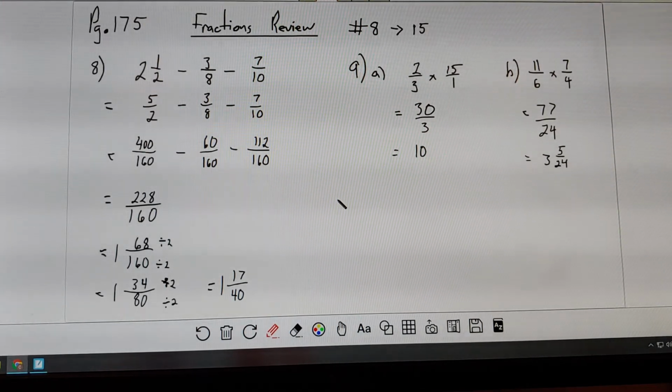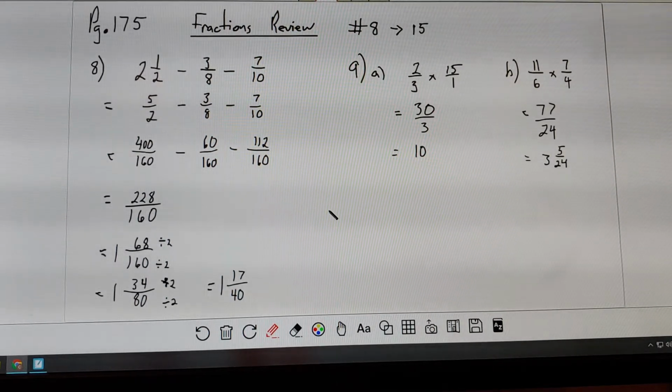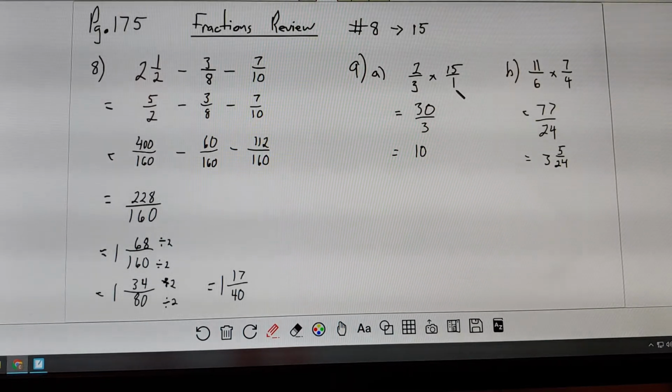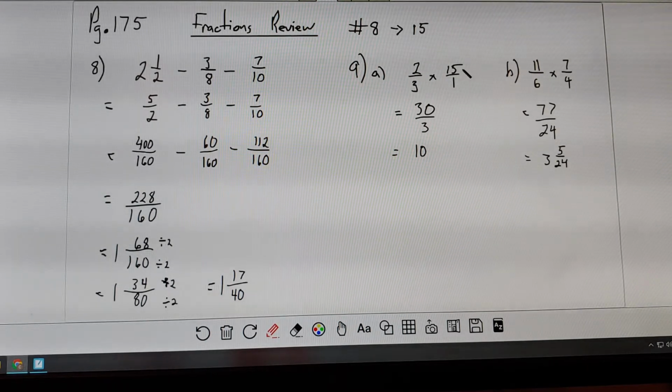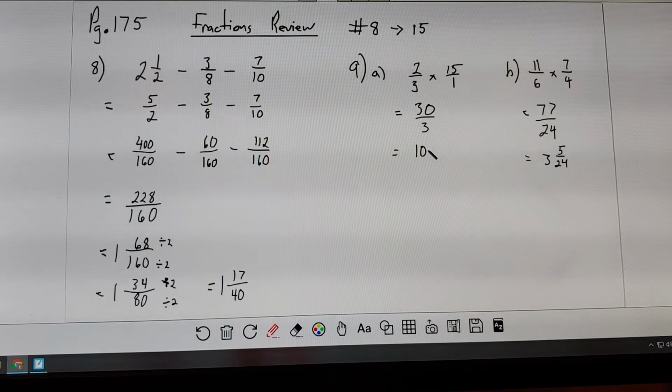So for number 9, I just chose 2 of them out of that section. That should give you a good snapshot of how to do this section. So just some multiplication. I chose 9a because it said 2/3 times the whole number 15. So first thing, I put 15 as a fraction by putting it 15 over 1. Any whole number can be made into a fraction by putting it over 1. 2 times 15 is 30, 3 times 1 is 3, 30 divided by 3 is 10.